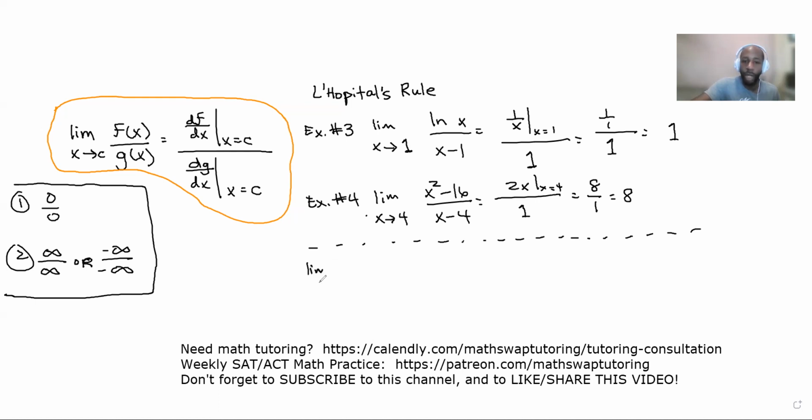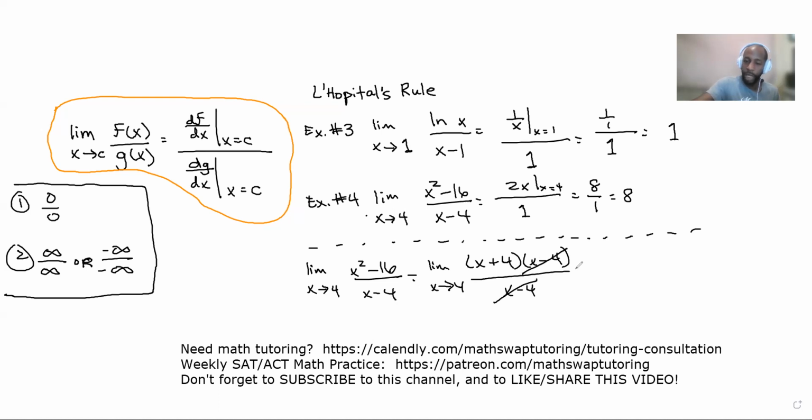So let's rewrite that. The limit as x approaches 4 of x squared minus 16 over x minus 4. So that'd be the limit as x approaches 4. X squared minus 16, that's a difference of squares. That's x plus 4, x minus 4 over x minus 4. You see x minus 4 on the top and bottom cancel out. So you have the limit as x approaches 4 of just x plus 4. So then you can directly substitute that. So it's going to be 4 plus 4, which is equal to 8. And you see these are the same.